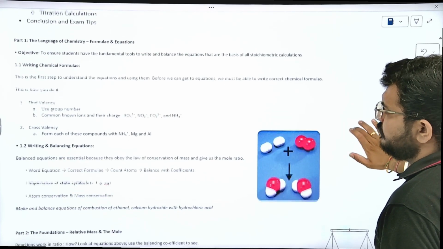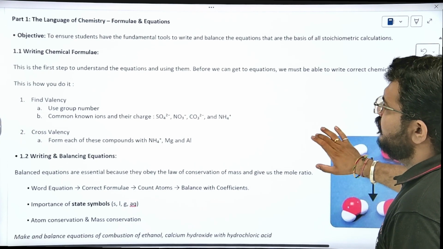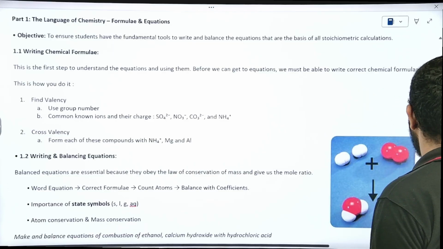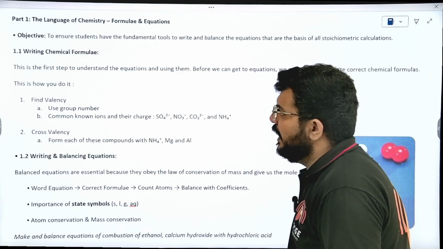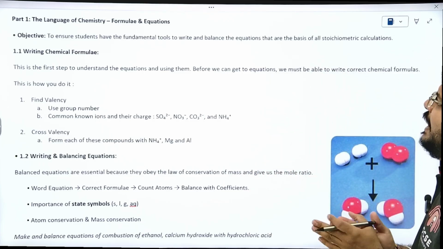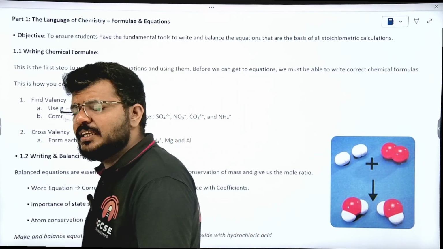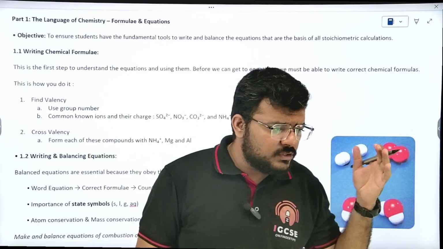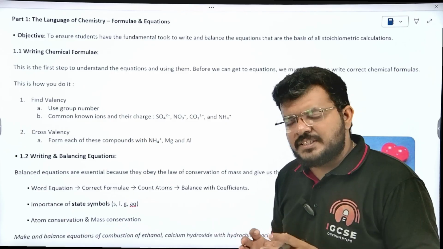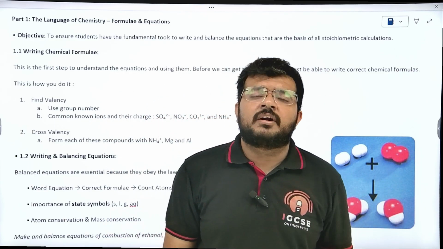So we have part 1, which is language of chemistry, formula and equations. What does this mean? Let's see. The objective is to ensure students have the fundamental tools to write and balance the equations that are the basis of all stoichiometry calculation. Now what I have done is, I have taken your syllabus from 2025 to 2027, and this objective is basically to tell you that the board wants you to understand these things.